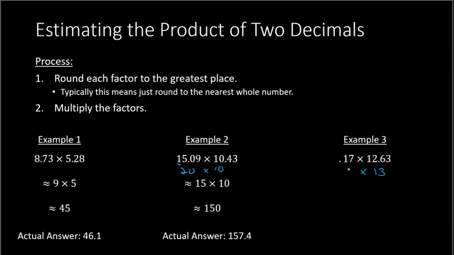But if we round to the greatest place, that would be rounding to the nearest tenth. So what we can do is round the 1 in the tenths place. You can round it up to a 2 because the 7 is 5 or bigger, so that would round up to a 2. So what we have is 0.2 times 13. Well, 2 times 13 is 26, and there's one digit here after the decimal point, which means move the decimal point over one place to the left, which gives us our answer of 2.6. So our estimated answer for example 3 should be 2.6.